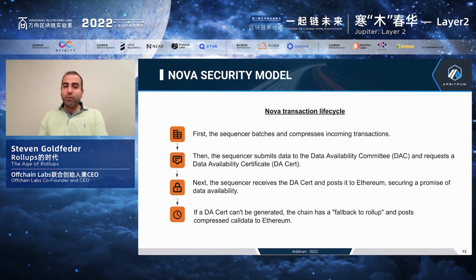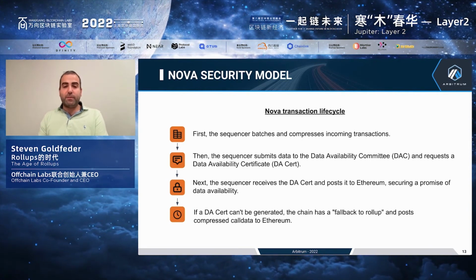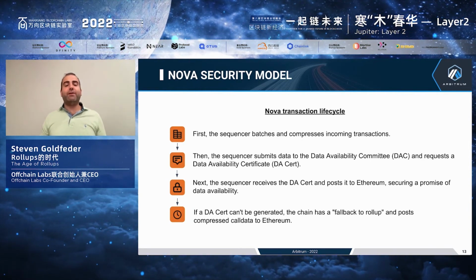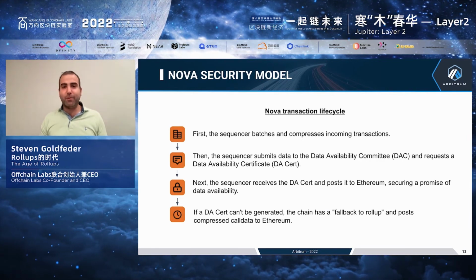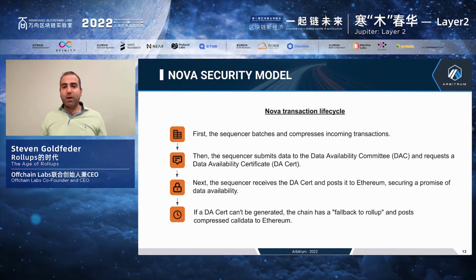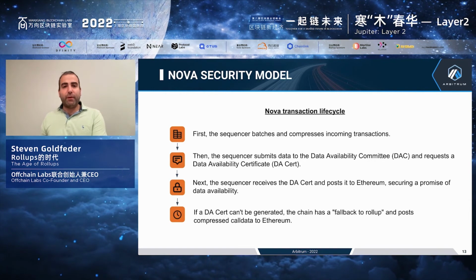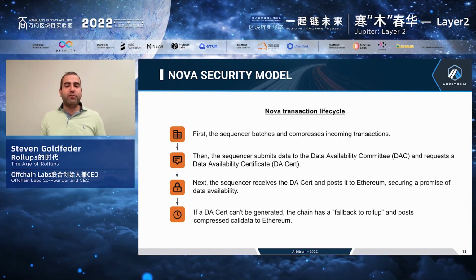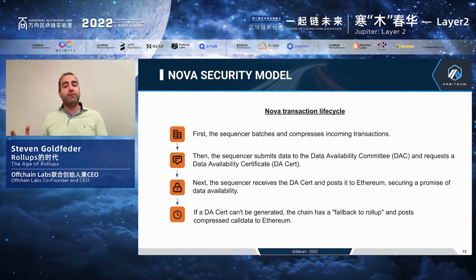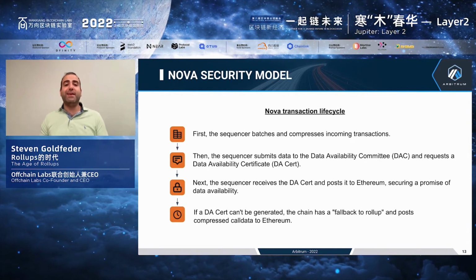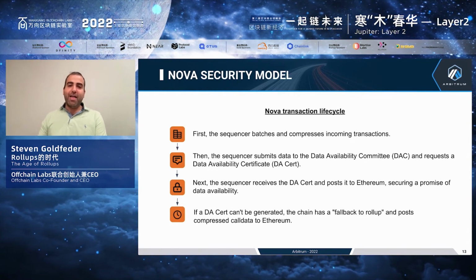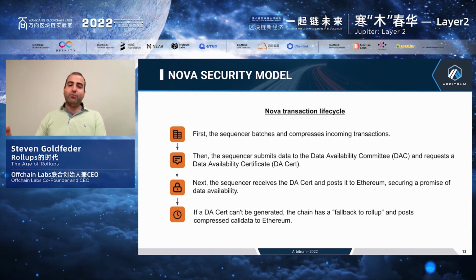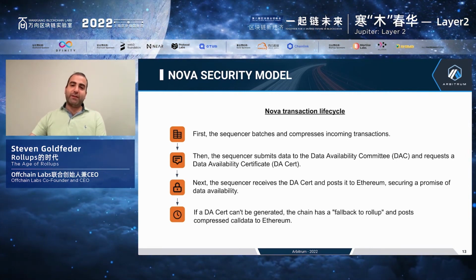And the really, really cool thing about Nova, one of my favorite things about Nova, is that it has a fallback to rollup, a fallback to posting data on Ethereum, which says, yes, we try to post that data on the committee, but let's say the committee becomes unavailable. Does the chain just stop? No, it doesn't, because if the committee is not available, we post that data on Ethereum. So Nova has a fallback to rollup. The Nova AnyTrust chain can fall back to rollup.